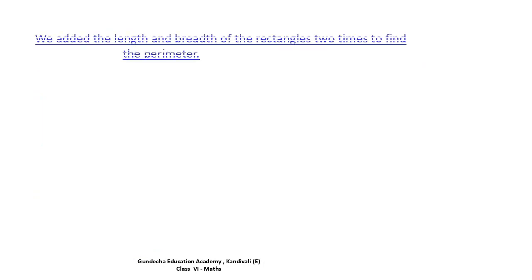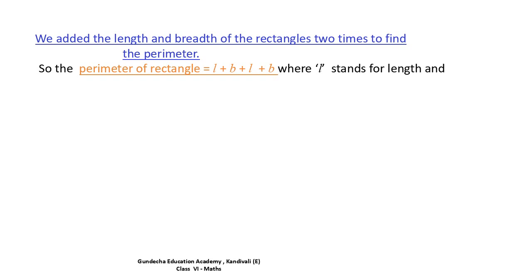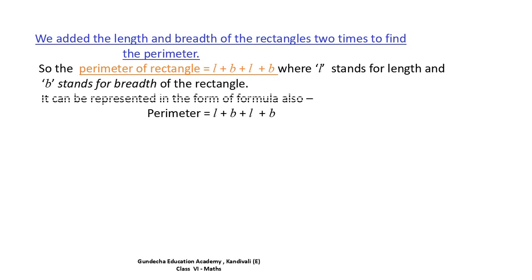Now, did you observe what you did in the previous slide to find the perimeter of the rectangle? You added the length and breadth of the rectangle two times. So we did perimeter is equal to the sum of the length of all the sides. It means we added length plus breadth plus length plus breadth. So this we can write as twice the length plus twice the breadth, or it can be written as twice the sum of the length and breadth.